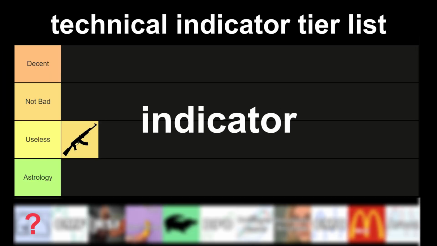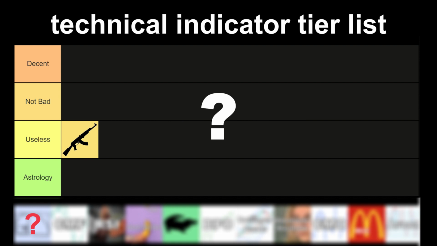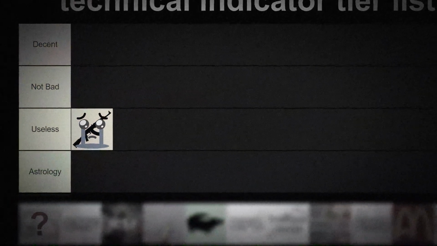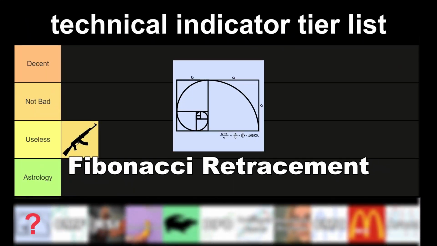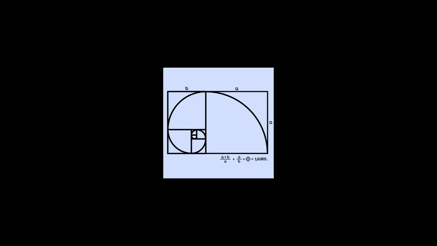What is the next indicator gonna be? Another piece of unusable garbage? The Fibonacci retracement. I know. You're not into math, you're into money. But hang in there. The Fibonacci retracement got you covered.